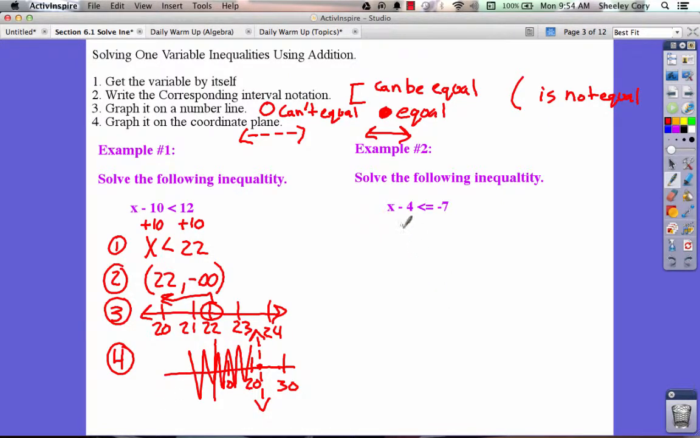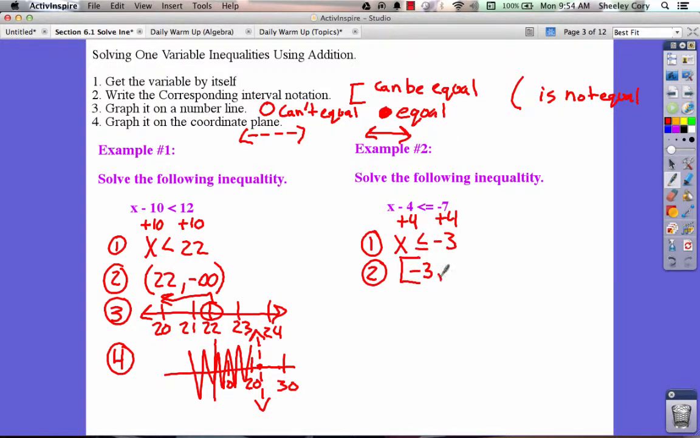Now let's look at example 2. We're going to add 4 to both sides to solve this problem. So we get x less than or equal to negative 7 plus 4 is negative 3. So that's step 1. Get the variable by itself. Step 2, I'm going to write the corresponding interval. So what's the corresponding interval for this? Well, if I use interval notation, it says x is less than or equal to negative 3. So I'm going to write negative 3 first. Less than or equal to means I'm going to use a bracket because it can be equal.